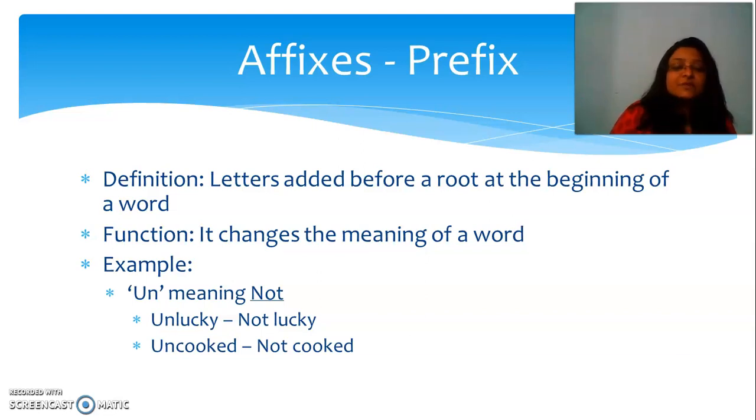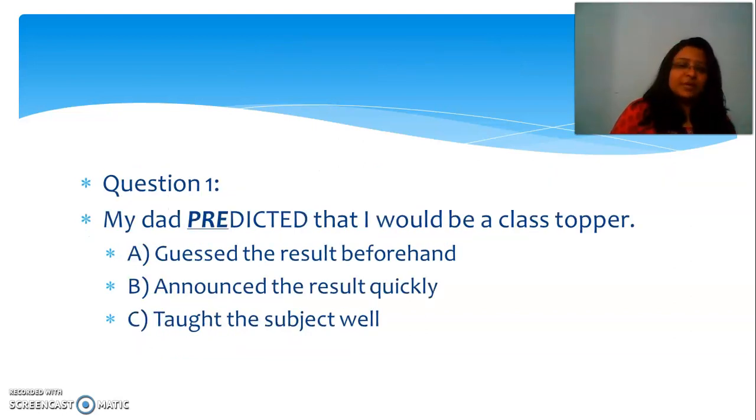The function of a prefix is that it changes the meaning of a word. And let me give you a few examples. The first one here is un. The prefix un means not. So unlucky, when I add un before lucky, it means not lucky. When I add un before cooked, it becomes uncooked, meaning not cooked. My first question to you based on prefix.